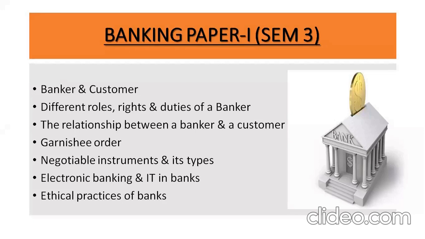Talking about banking paper 1 for semester 3, it shall cover topics such as who shall be a banker, who shall be a customer, the different kinds of relationships that are observed between a banker and a customer, could be a general relationship, a legal relationship, or a special relationship. The different roles, rights, duties that a banker has to observe, garnishee order, negotiable instruments and its types, to name a few, a check, promissory note, bill of exchange.